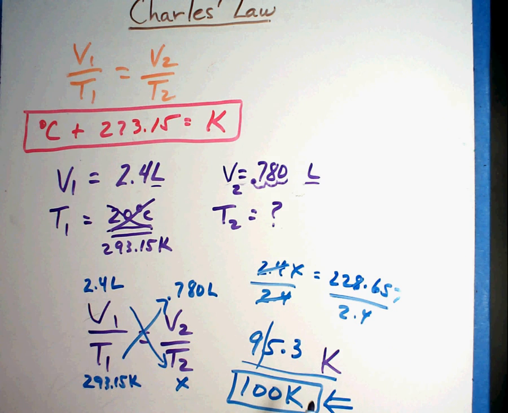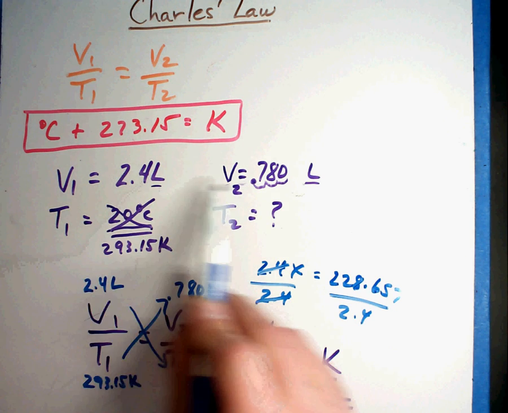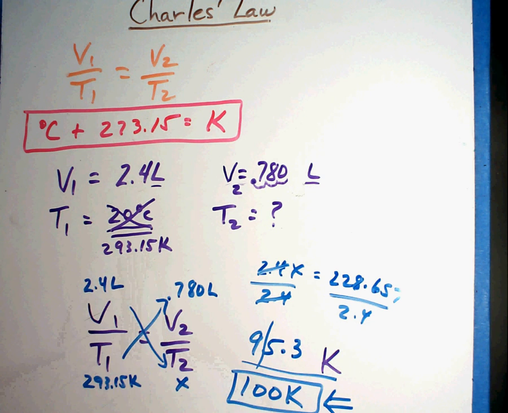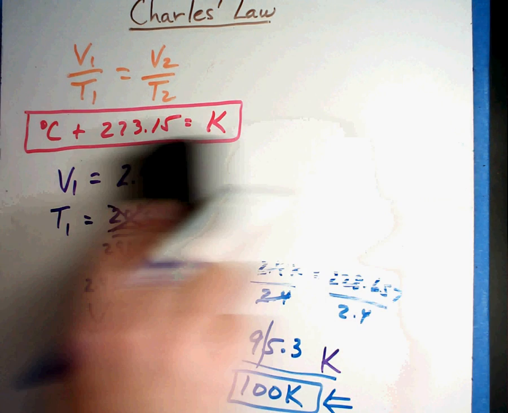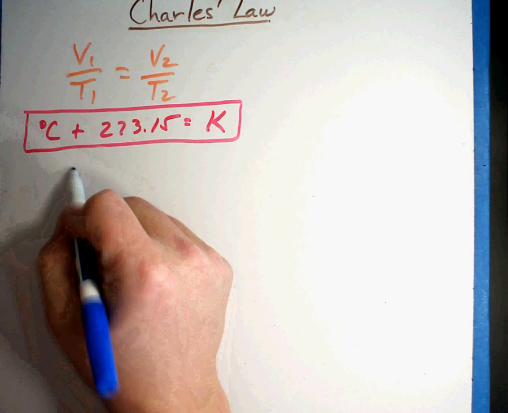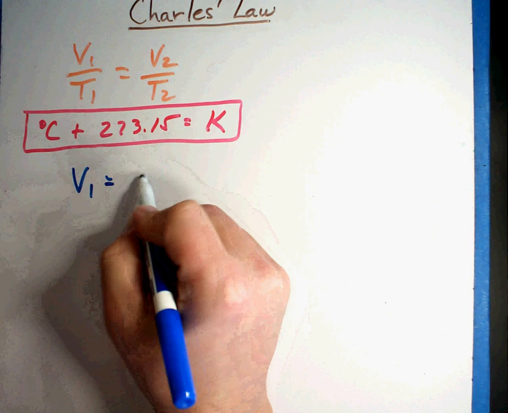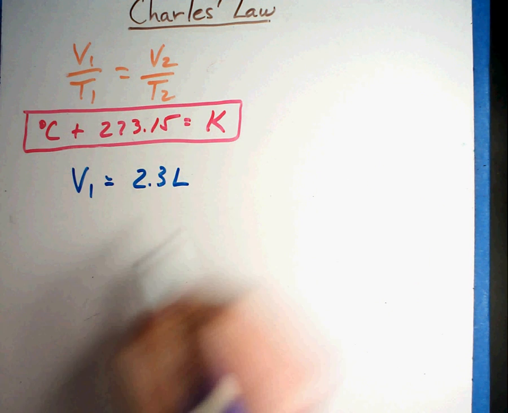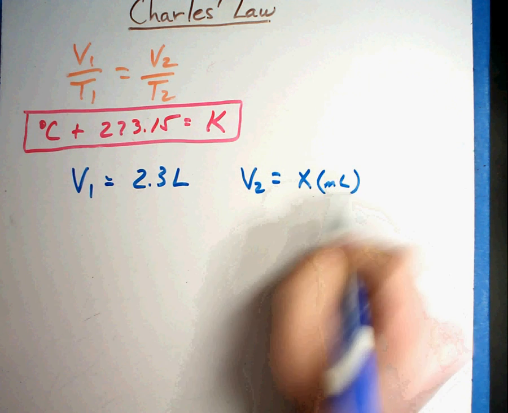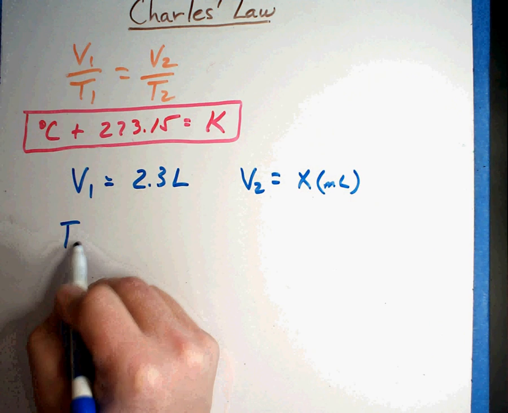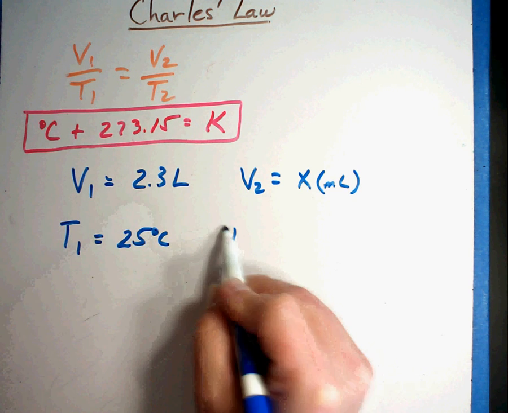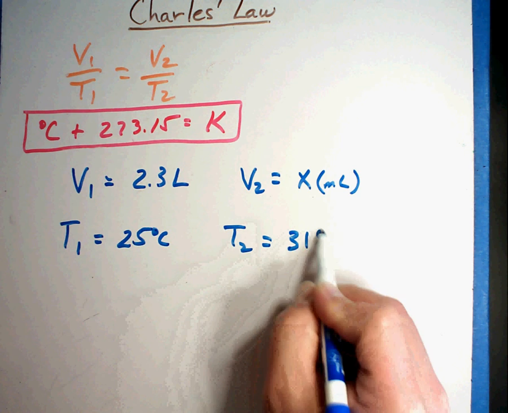Now, a couple of things to be careful with. You have to watch your units. They have to match. And temperature has to be in Kelvin. Let's try one more real quick. A gas has a volume of 2.3 liters. We don't know the new volume, but we want to know it in milliliters. If temperature 1 is 25 degrees Celsius and temperature 2 is 31 degrees Celsius.